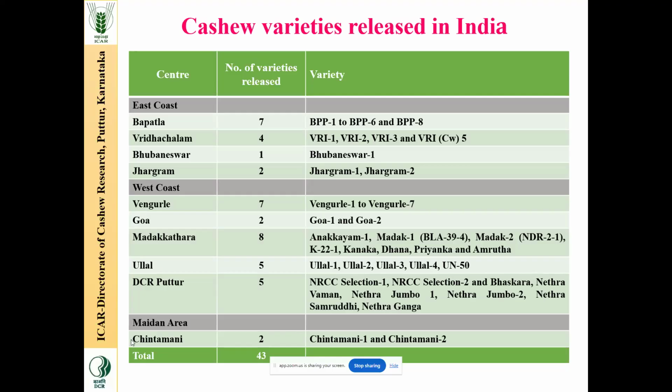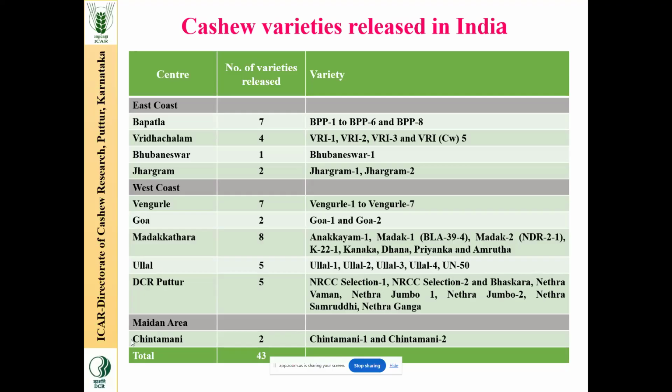Like that, on the West Coast, Vengurla has released 7 varieties, that is the series from Vengurla 1 to 7. And Goa, 2 varieties are there. Madakkathara, 8 varieties are there: Anakkayam, Madakkathara 1, Madakkathara 2, Kanaka, Dhana, Priyanka, and Amrutha. These are the varieties from the Madakkathara center. And Ullal. And coming to the Directorate of Cashew Research, Puttur, we have released around 6 varieties now.